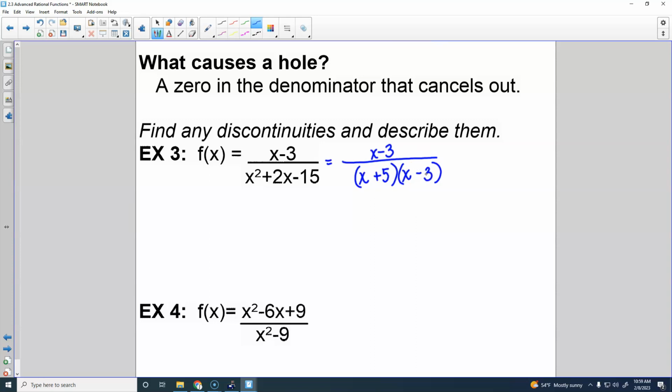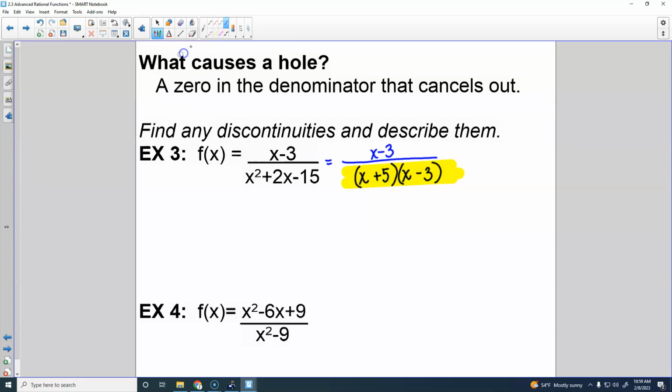And if your factoring is a little weak, now would be a great time to brush up on that because you will need it a lot in several things we do in this class. So, the discontinuities come from the denominator. So I'm looking at the denominator before I look at anything else. Okay, this is where I'm looking.